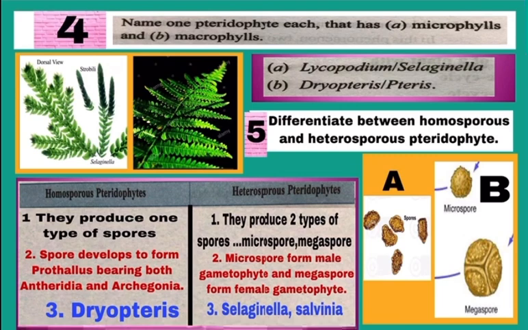Come to second difference. In homosporous pteridophytes, spore develop to form prothallus bearing antheridia and archegonia. An example of homosporous pteridophyte is Dryopteris. In heterosporous pteridophytes, microspore form male gametophyte while megaspore form female gametophyte. An example of these pteridophytes are Selaginella and Salvinia.